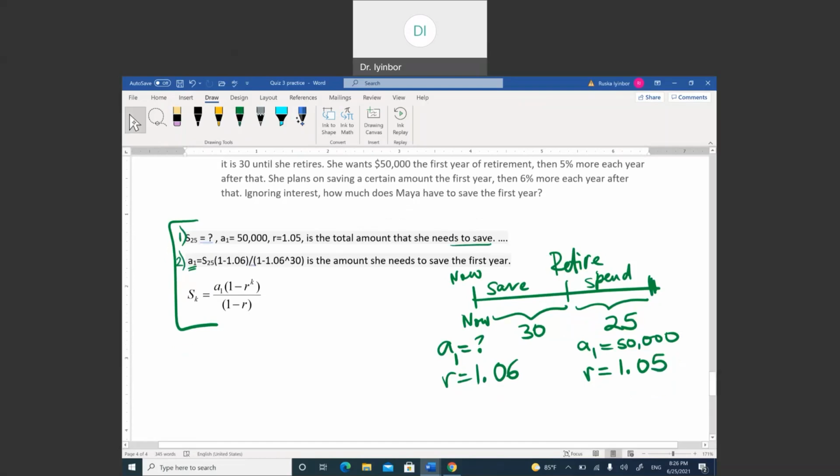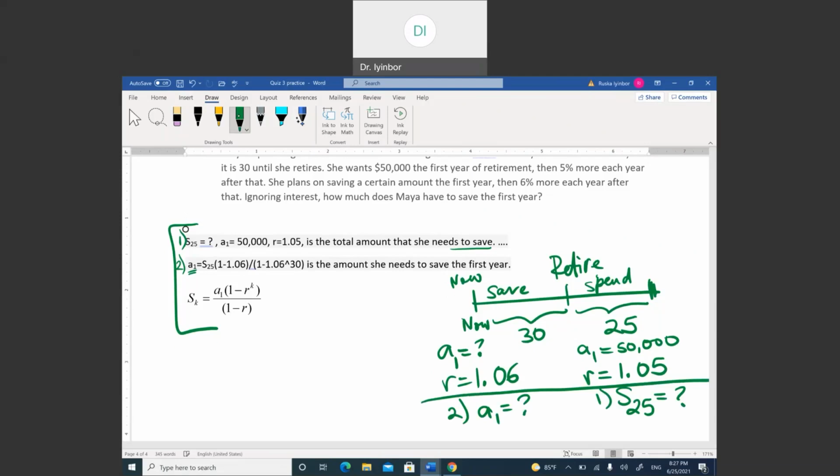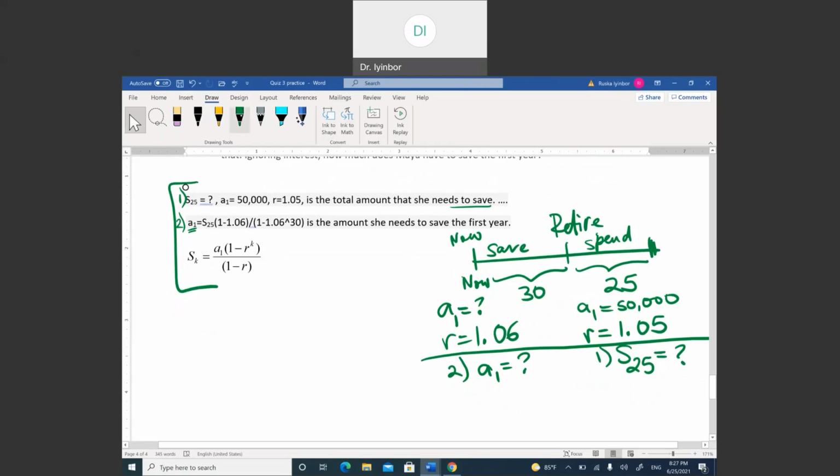So first we need to find S25. So we need to find how much she needs to spend. We need to see how much she needs if she wants to have 50,000 the first year and then increasing every year. So now we're talking about finding S25 here. That's what you're gonna find first. And then the second step is gonna be finding A1 on her savings side. Okay, so let's start with S25. So the first step, and that's what you're gonna put in the calculator.